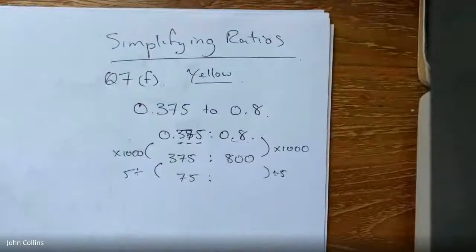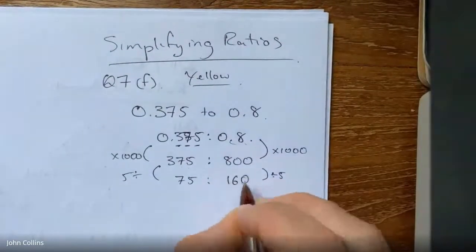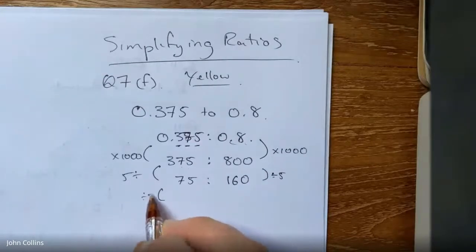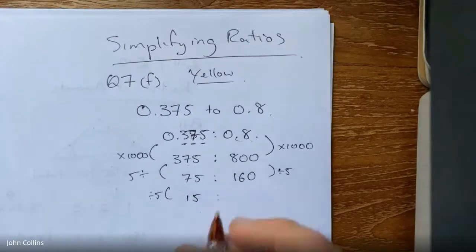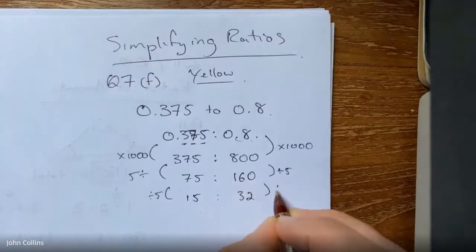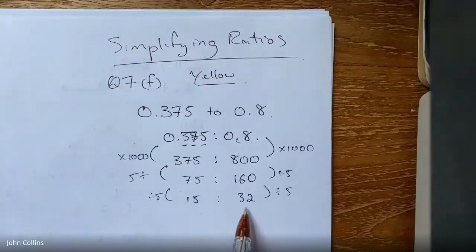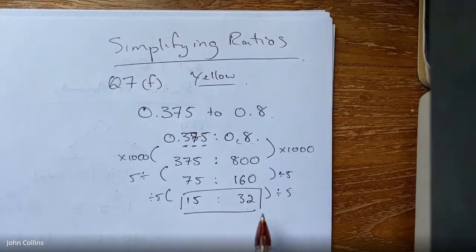No big deal. Okay, so dividing both sides by 5 gets us 75 to 160. I notice I can divide by 5 again. So 75 divided by 5 is 15. 160 divided by 5 is 32. Can it be divided again? 15, 32. I don't think it can be divided any further. 3 goes in here, but doesn't go in there. I don't think there's any common factor. So this is our final answer for that one in yellow.